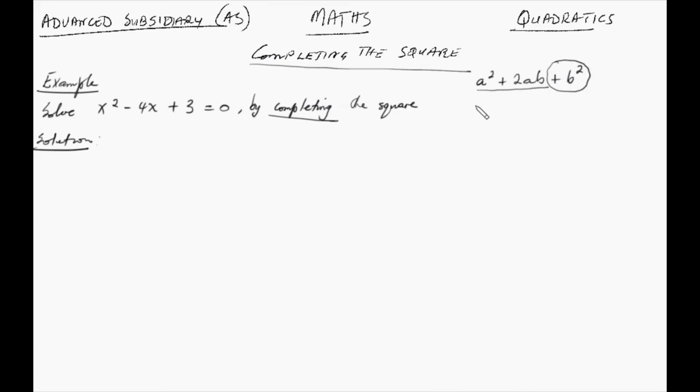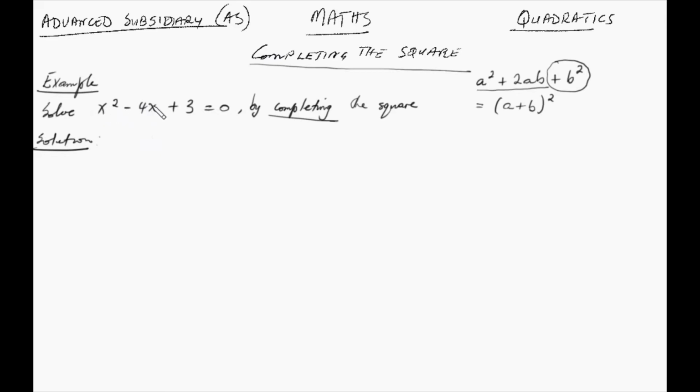So that this becomes a plus b all squared. Okay? This expression here is actually factorized into this. That's how we complete. That means when we complete the square, you move from this to this so that we can have this. Okay?